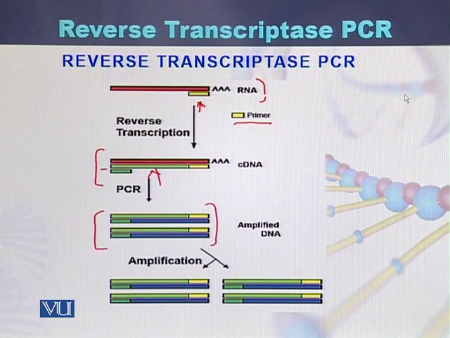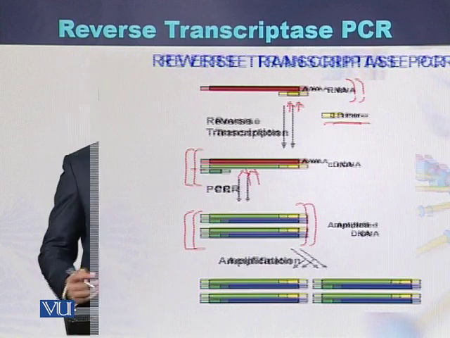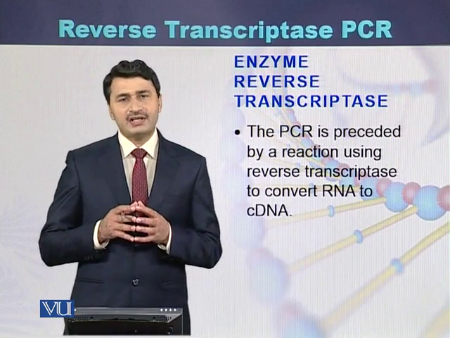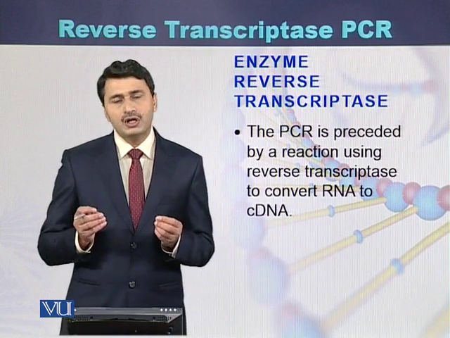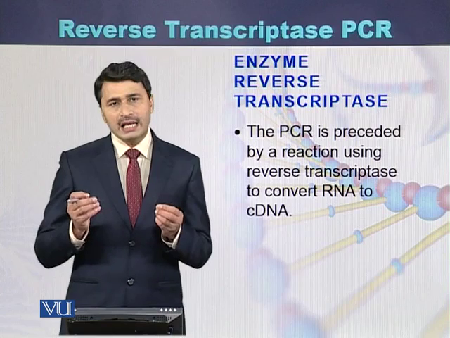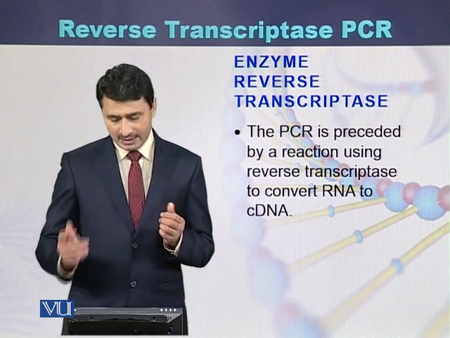So in case of reverse transcriptase PCR, RNA is converted into cDNA during the first step, and during the second step the cDNA is amplified by the conventional method of the polymerase chain reaction. The enzyme reverse transcriptase is used to convert the RNA into the cDNA.